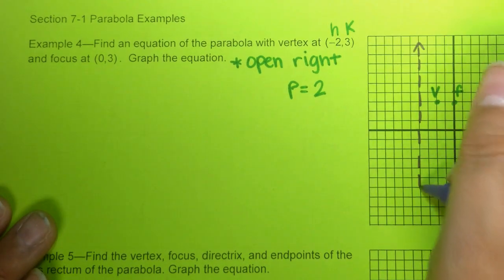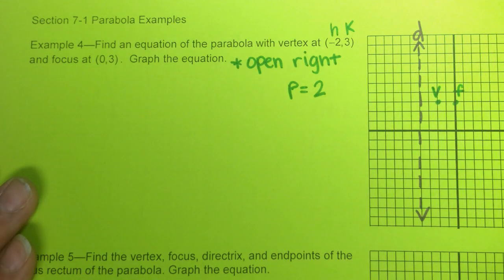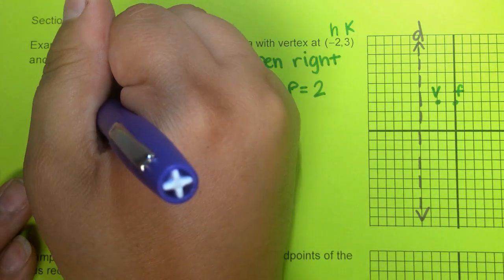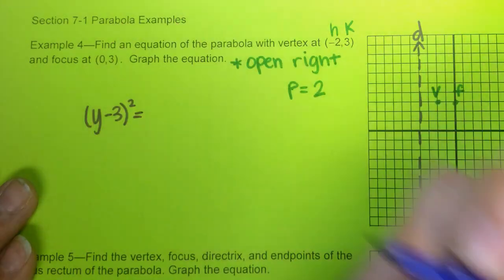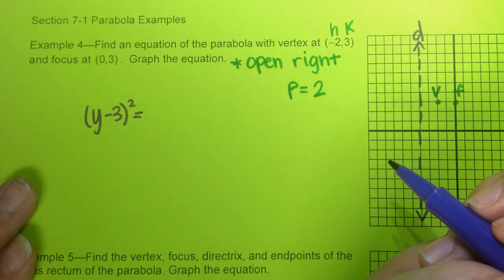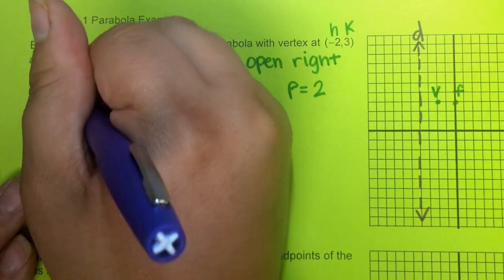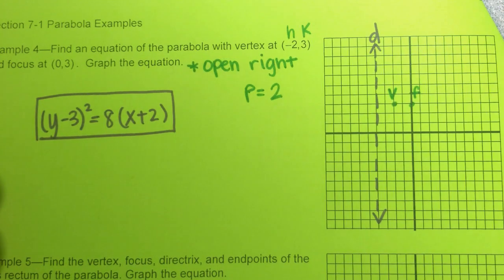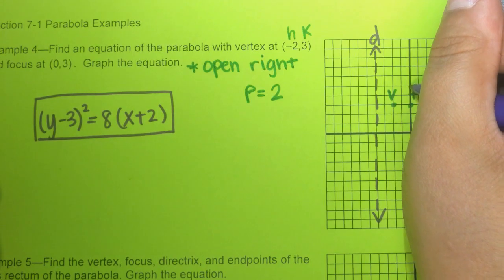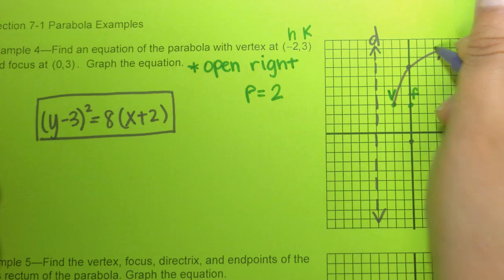A lot of the times the directrix gets forgotten. Don't forget it. Do you agree because it's opening to the right, my equation is going to be y minus k squared equals, what is 4p going to be? 8x plus 2. Do y'all agree with that? And last but not least, how wide am I going to go at my focus? 8, so up 4 and down 4. Do y'all agree that wasn't too bad?